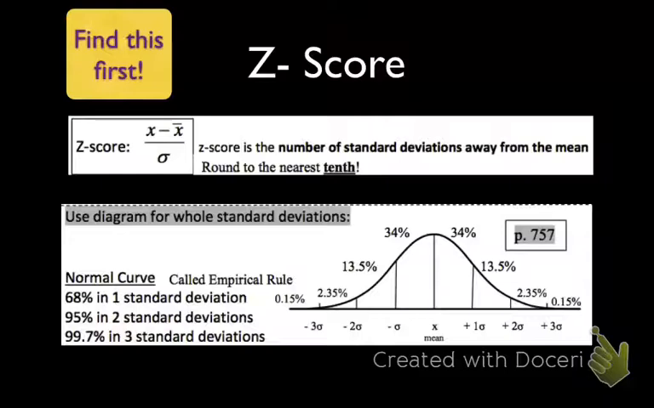First of all, notice the fancy yellow box up there that says find this first. You should find the z-score first. In all the problems, well, most of the problems today, we're going to find the z-score first. That gives us information. Okay, the z-score.